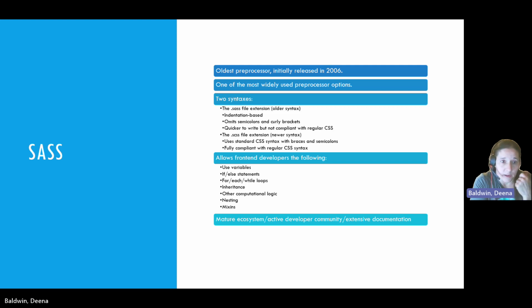There are two different syntaxes. One uses the SASS file extension. It's the older syntax. It's indentation based, as you're going to see in some of the examples. It also allows us to omit semicolons and curly braces, or curly brackets, which saves a lot of time. It's much quicker to write than regular CSS, but it's not compliant with regular CSS. The other file extension, the newer syntax for SASS, is the SCSS file extension. It uses standard CSS syntax with braces and semicolons, and it's fully compliant with regular CSS syntax.